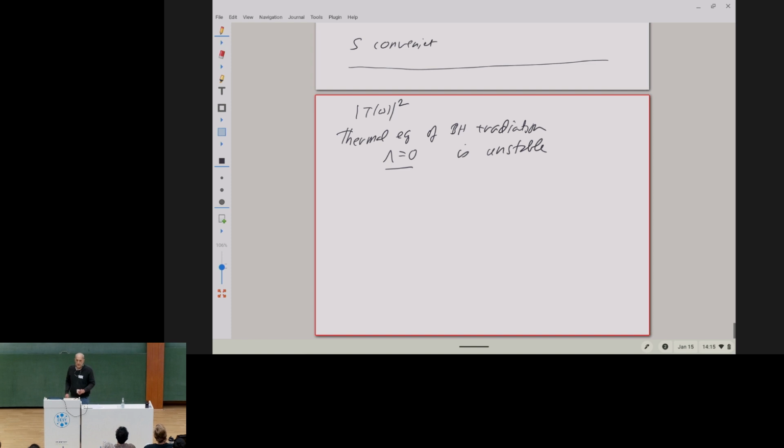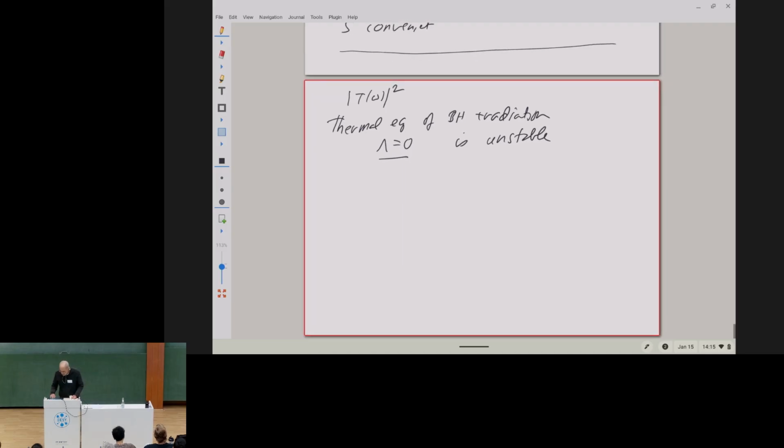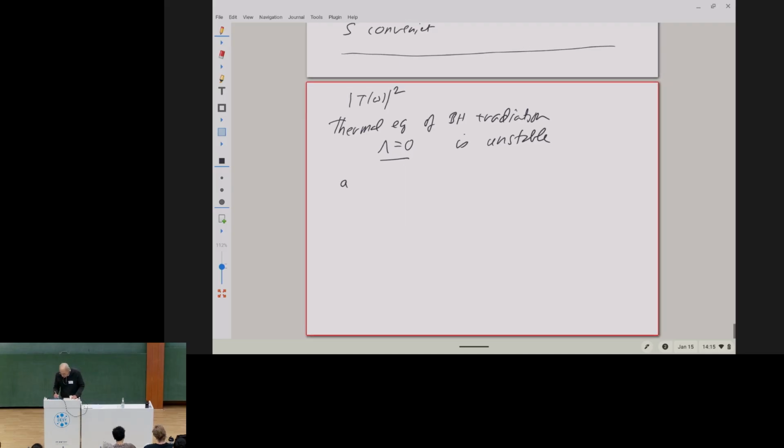So the instabilities can be cured, as we'll eventually explain, by taking a non-zero cosmological constant. But with zero cosmological constant, there actually are two instabilities. Roughly speaking, one instability involves the black hole and the other involves the radiation. For the black hole, we have the following.